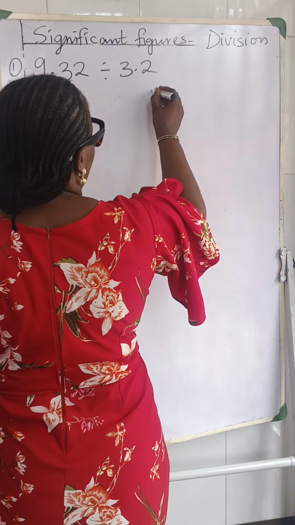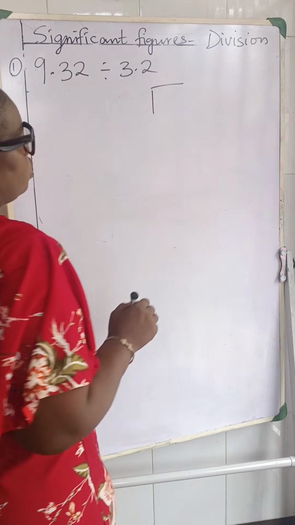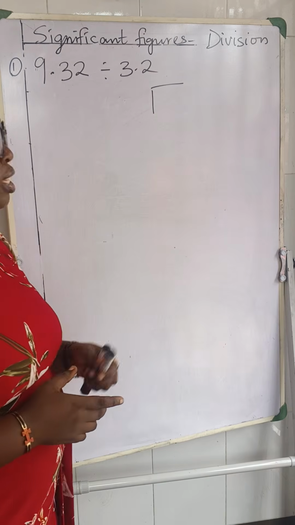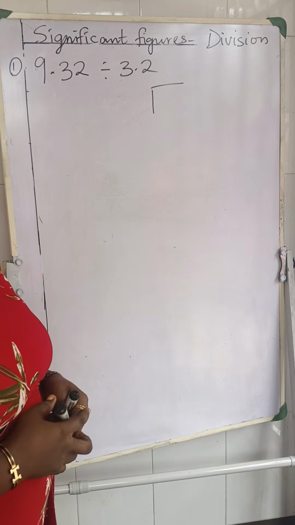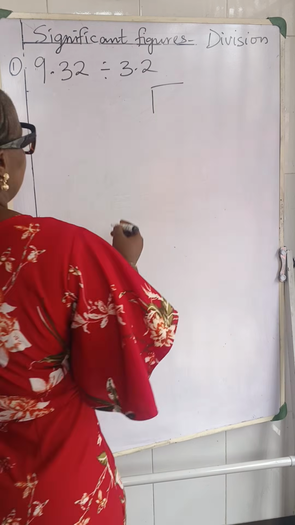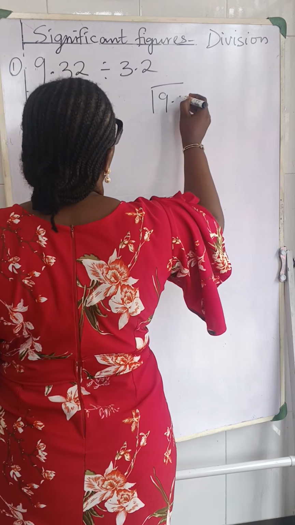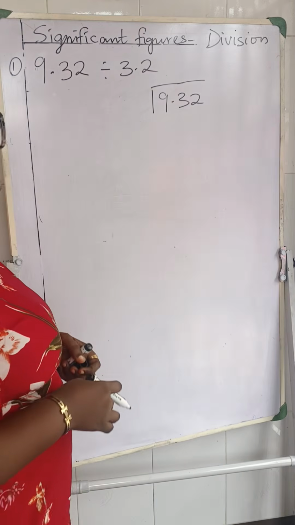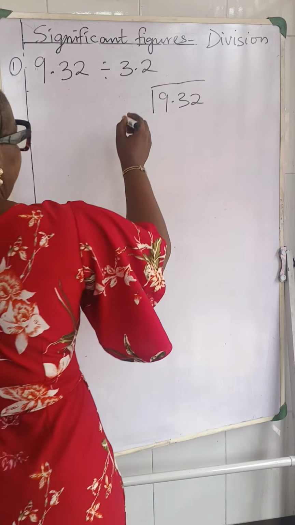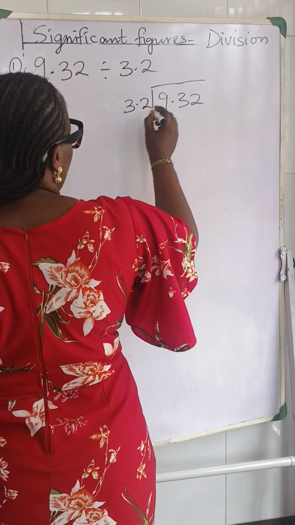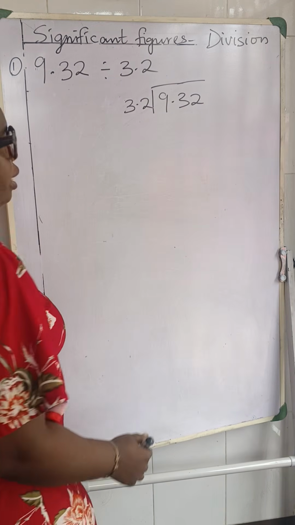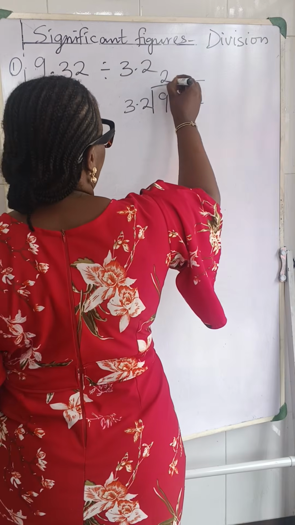Firstly, let's solve. We are using long division to see how we'll do it. But if you punch the calculator, I guess it's easier, then from there we'll round off. But let's try this. 9.32: this is the dividend, and the divisor is outside. Then let's divide. 3.2 going into 9, we'll have 2 times.